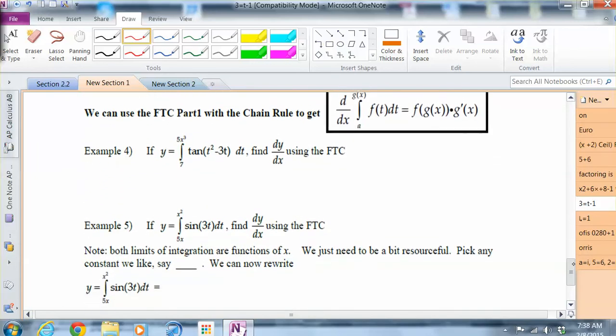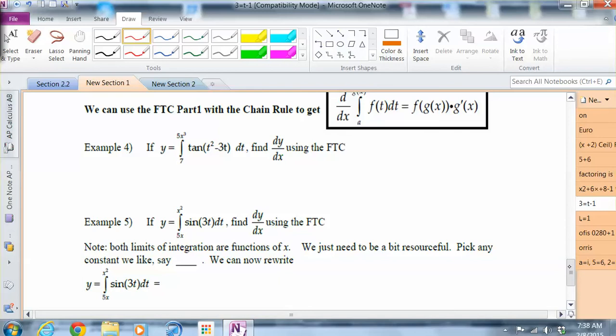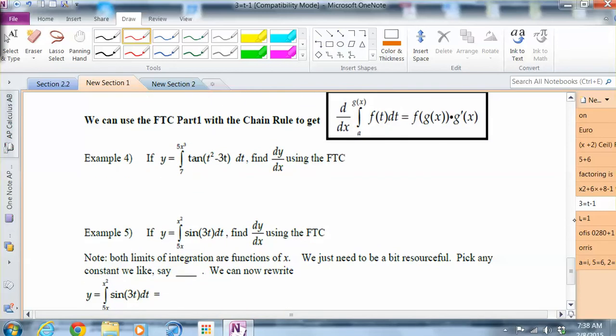Now things get a bit weird when your upper limit is not a plain x, but it's a function of x. So in this case, our upper limit is not plain x. So let's go back and take a look at this example I did a little earlier.